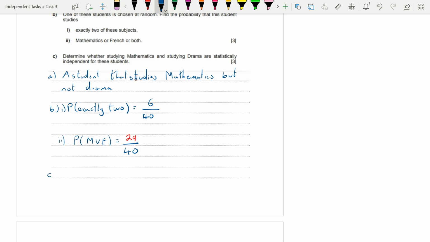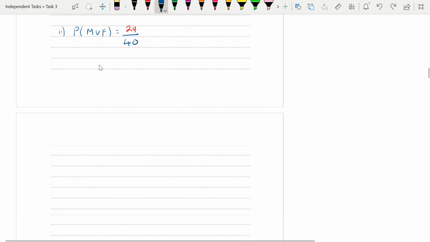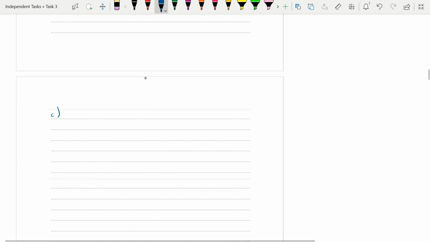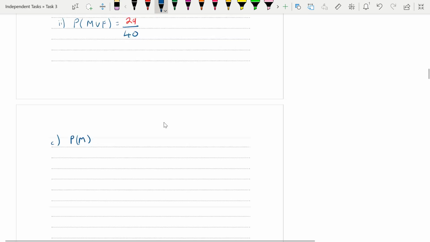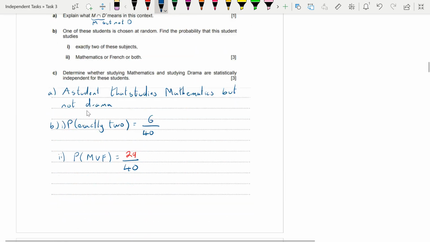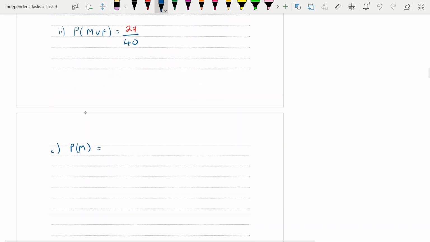Now, part C is the long part of this question. I'll go on the next page. Determine whether studying maths and studying drama are statistically independent of each other. So we know to be independent, the probability of M times the probability of D will equal the intersection. So what I'm going to do is work out what those three things are separately. So the probability of M is all my circle of M put together. So all my numbers in M, which gives me 16. So that's 16 out of 40, which I am going to simplify in this case because it's going to help me with my multiplying in a minute, which is 2 over 5.